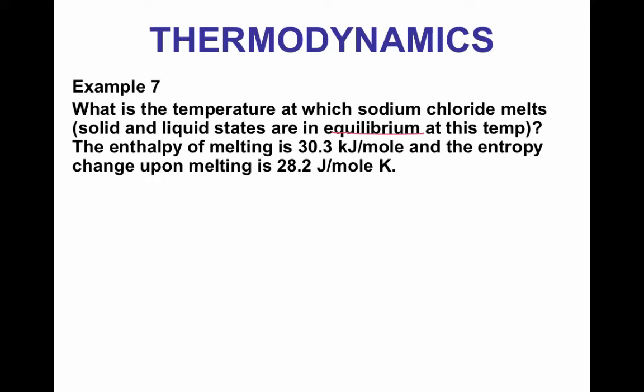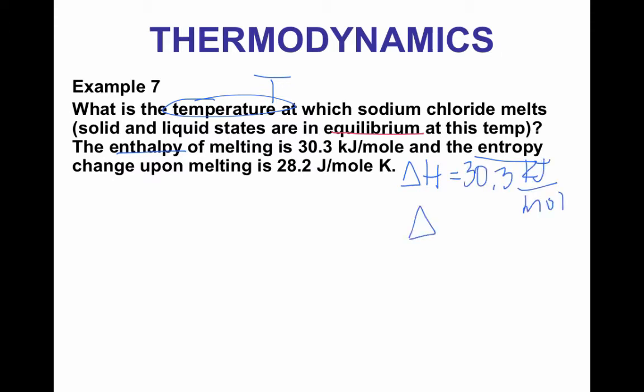So first, figure out what it's asking you for. So it's asking for temperature, which is T. And we are given enthalpy and entropy. So delta H is 30.3 kilojoules per mole and delta S is 28.2 joules per mole times Kelvin. Okay, so what we're going to do is figure out how to find temperature. So we know that it is at equilibrium. Okay, and we know that we're finding T, we have delta H, we have delta S.